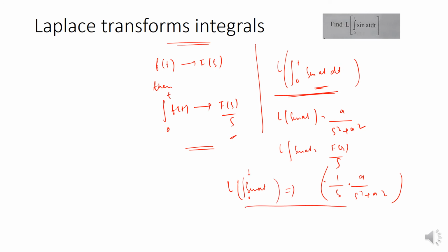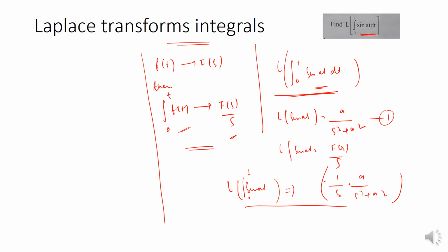So it is a very simple problem. First of all you have to find the base, here sin at. For sin at, the transform is a by s square plus a square, this is point number 1. Once you know the Laplace transform of sin at, if you have the integral of that, what do you do? You do 1 by s into this. Similarly, if you have f of t and F of s, and you have to find the integral of this, then you do F of s by s.